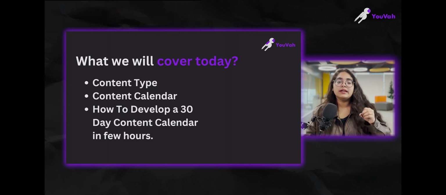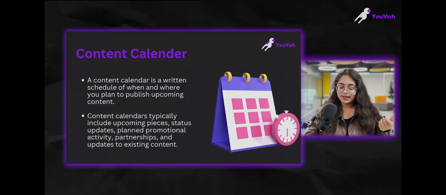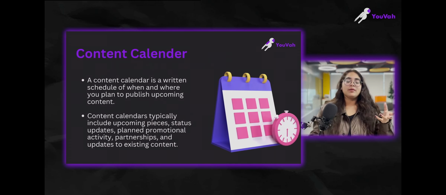We are going to learn everything one by one: what the key pillars are, what the key ingredients are that you need to create a content calendar within a few hours, and with ChatGPT, I think within a few minutes as well. All right, so let's move ahead with it.